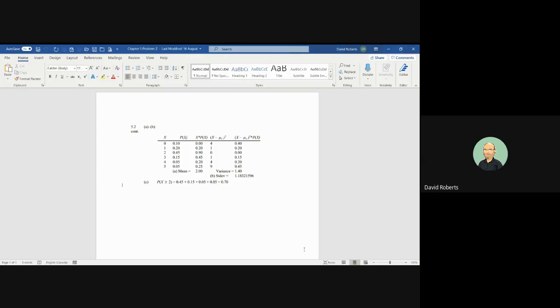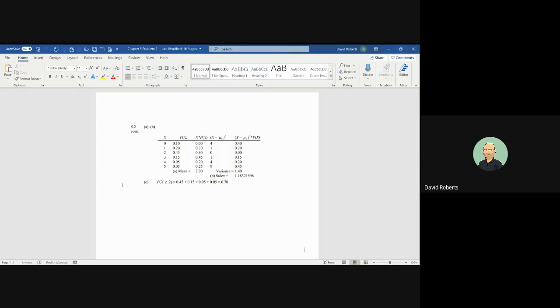And you'll remember from previous chapters, the difference between the variance and the standard deviation is the standard deviation is the square root of the variance. So the standard deviation, which is much more important than the variance, is basically 1.18.